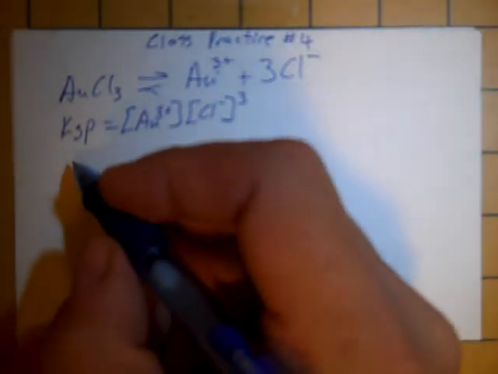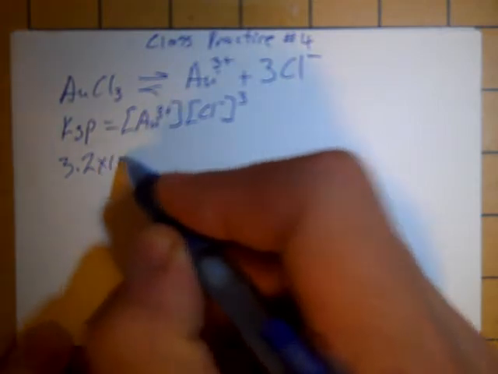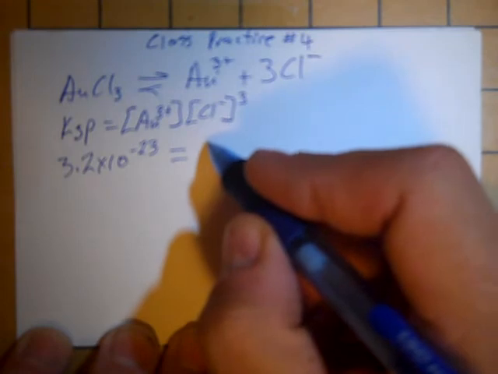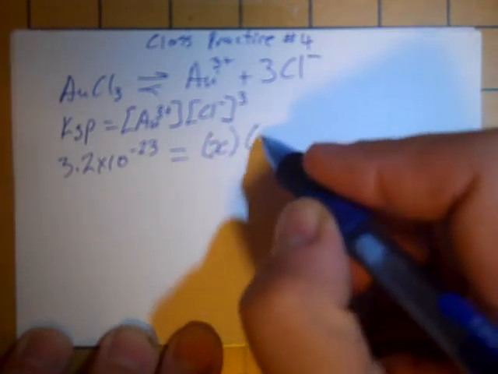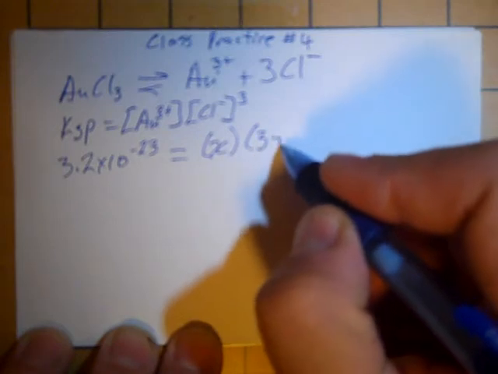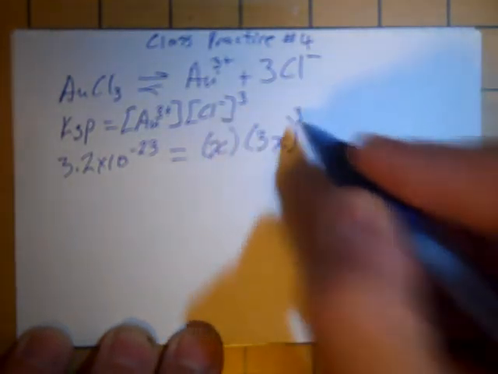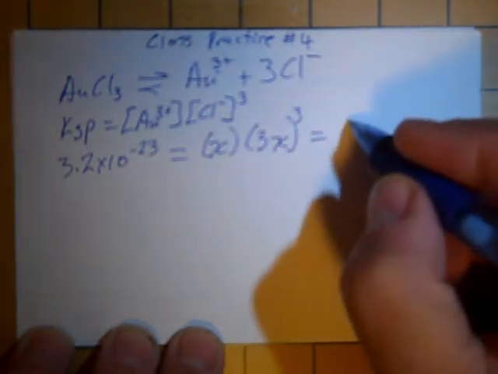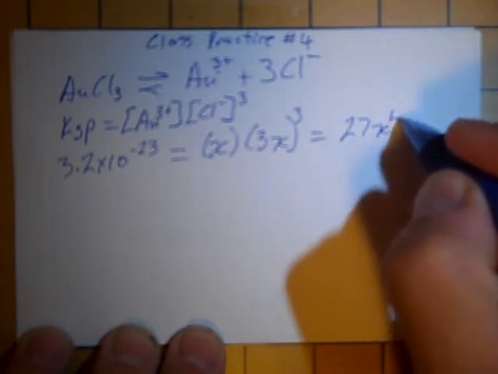So I can substitute in. 3.2 times 10 to the minus 23 is my KSP. That's going to equal the concentration of gold, which I'll call X, times the concentration of chloride, which has to be 3 times that, and the concentration of chloride gets cubed. And that's going to equal 27x to the 4th.